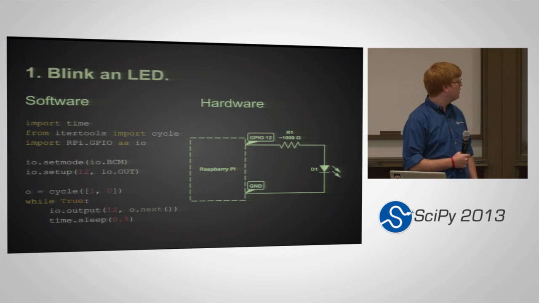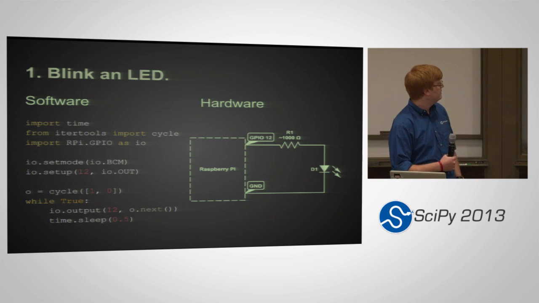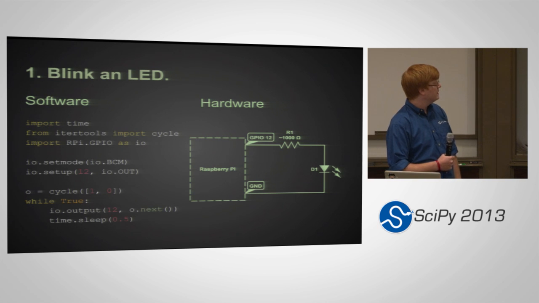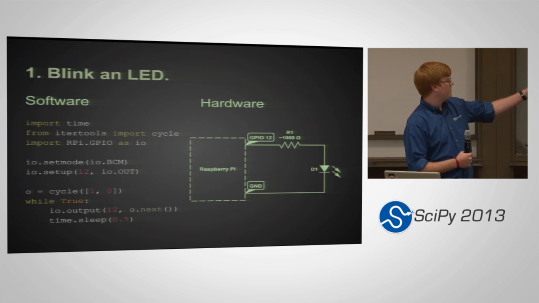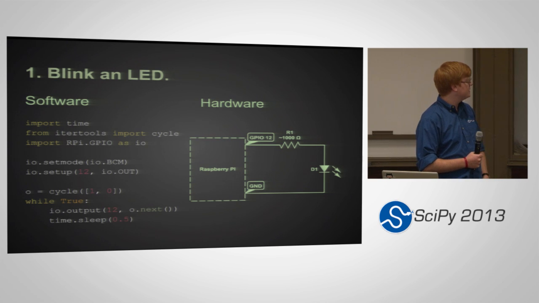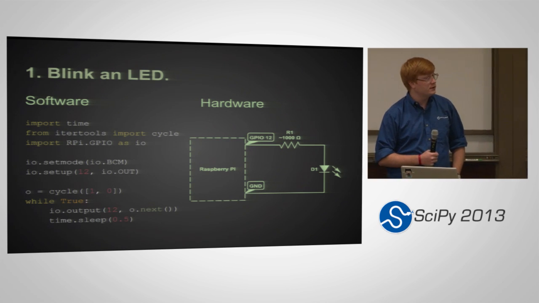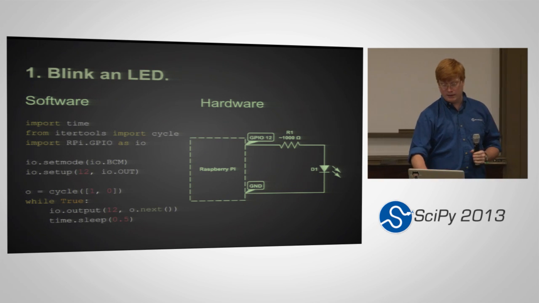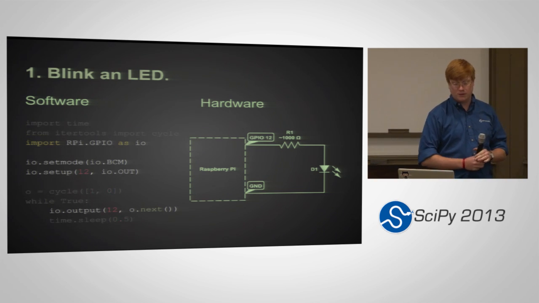This circuit on the right side is a roughly 1,000 ohm resistor in series with the LED. The top of the circuit is connected to GPIO pin 12 and loops through in series to ground on the Raspberry Pi. And this is all the code you need. The important bits are these, though.